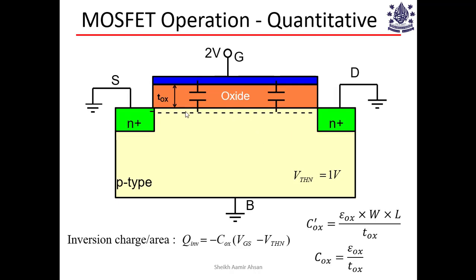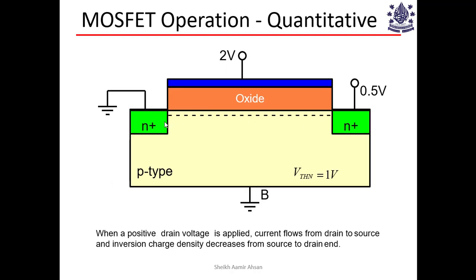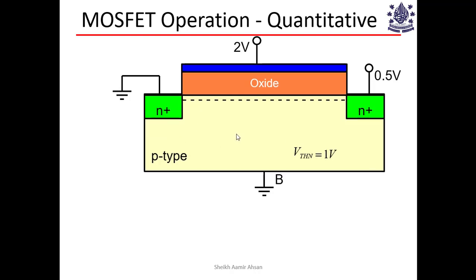In the previous slide, the channel charge here is constant. It doesn't change along X. It doesn't change as we go from source to drain. In this case, for a non-zero applied drain to source voltage, the channel charge will no longer be the same. And the reason is, I'll explain it in this slide.